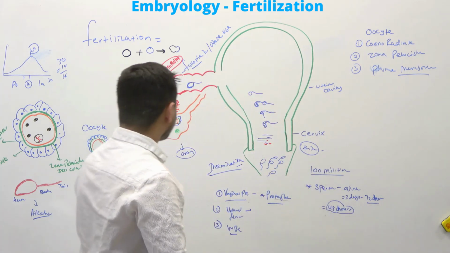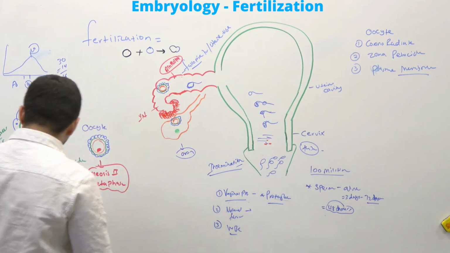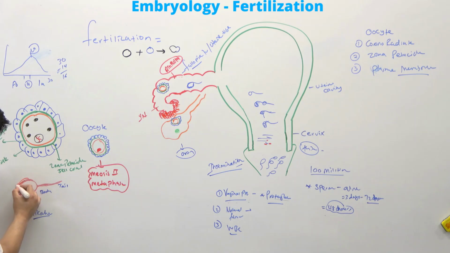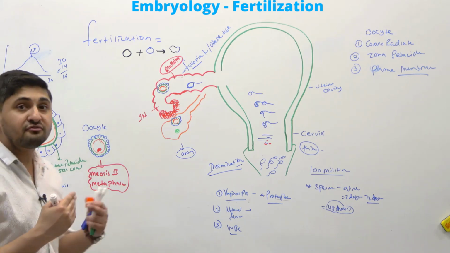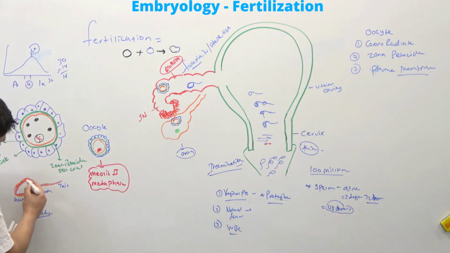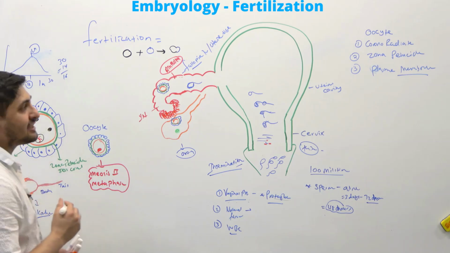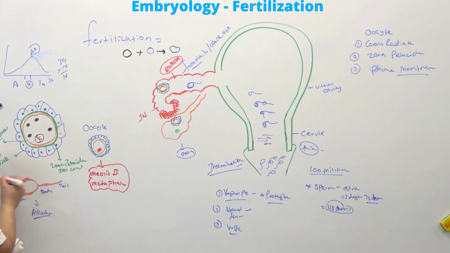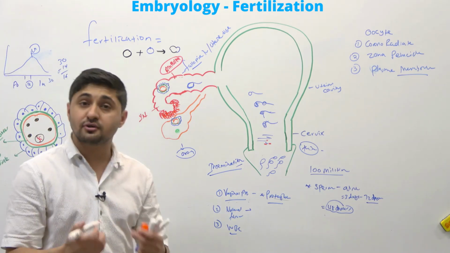On top of that, look at this sperm. This sperm also has its plasma membrane, right? And this plasma membrane also prevents fertilization from occurring, okay? So basically this sperm also has to break this plasma membrane for the fusion to occur, right?